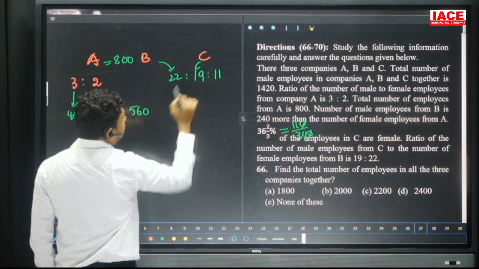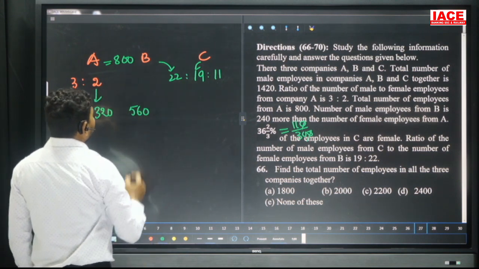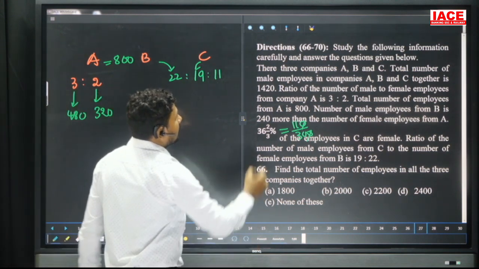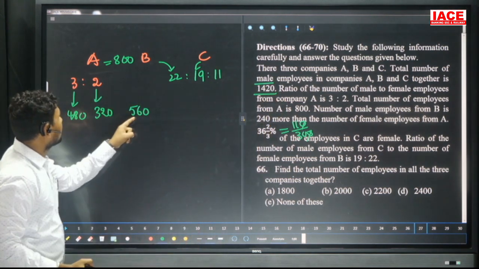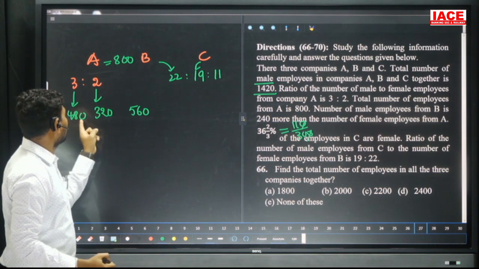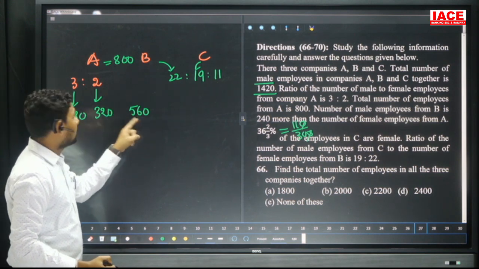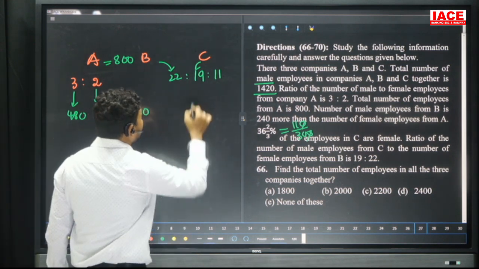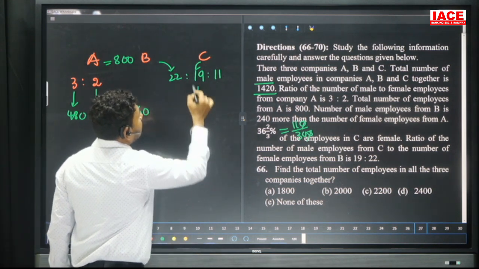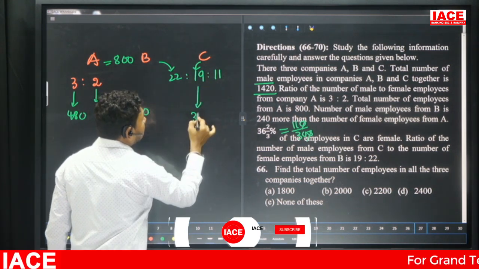Okay, 19 22 is to 19. And here it is clearly mentioned total male employees are 1420. Here is 400 plus 500 B males, so 980 plus 60, 140, 140 plus 900, 1040. 1040 is removed from the 1420. We are getting the male of C. Male of C is equal to 380.